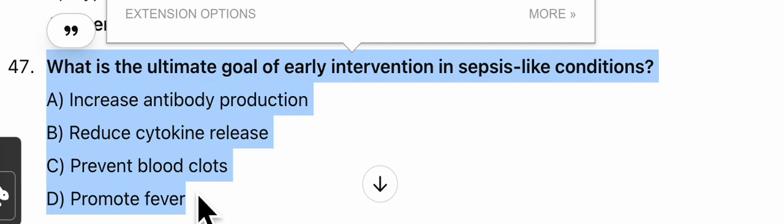What is the ultimate goal of early intervention in sepsis-like conditions? A. Increase antibody production, B. Reduce cytokine release, C. Prevent blood clots, D. Promote fever.